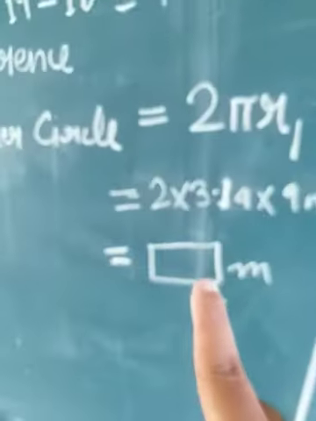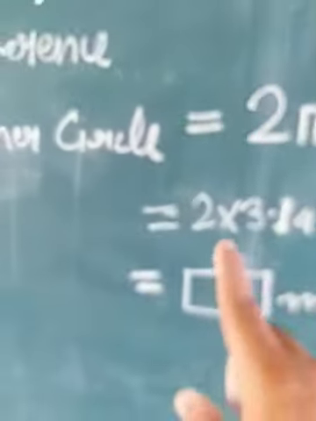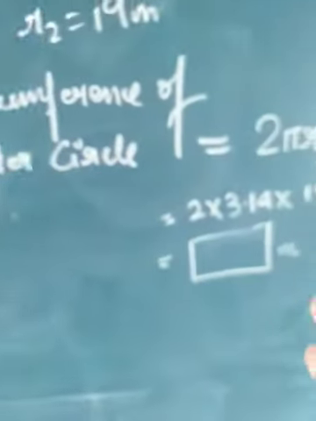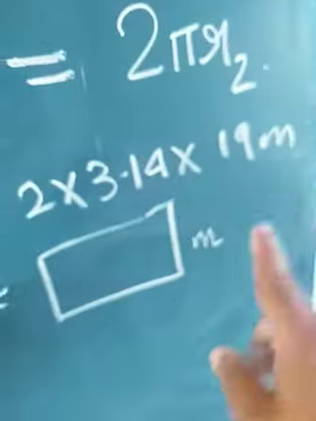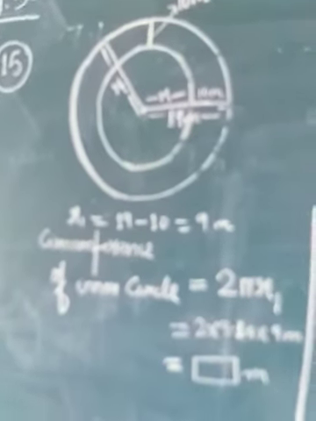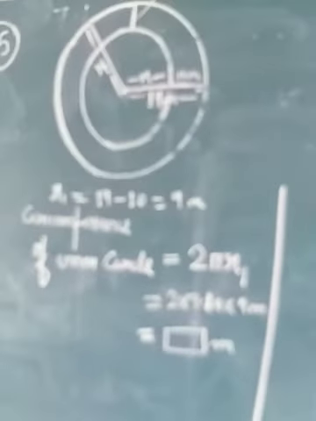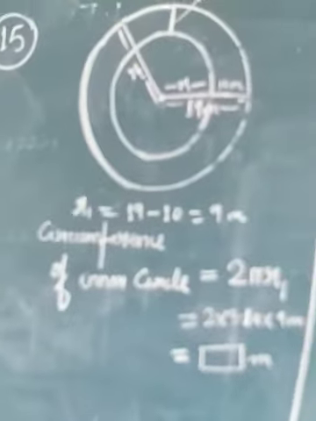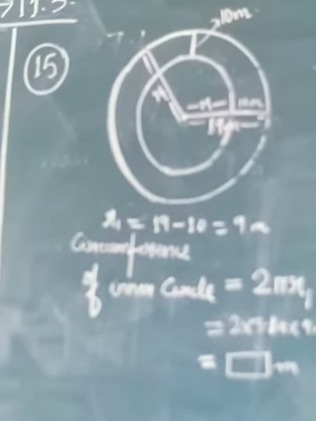So you have to get two answers. The first portion answer is what you get from the first multiplication, and the second portion answer is what you get if you multiply all these numbers in the second part. These two answers are the conclusion of this particular sum. Okay, question number 15.